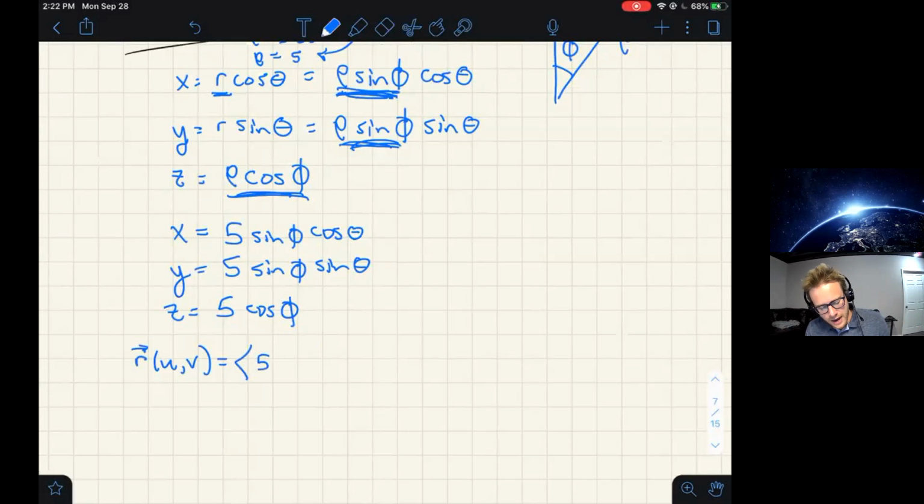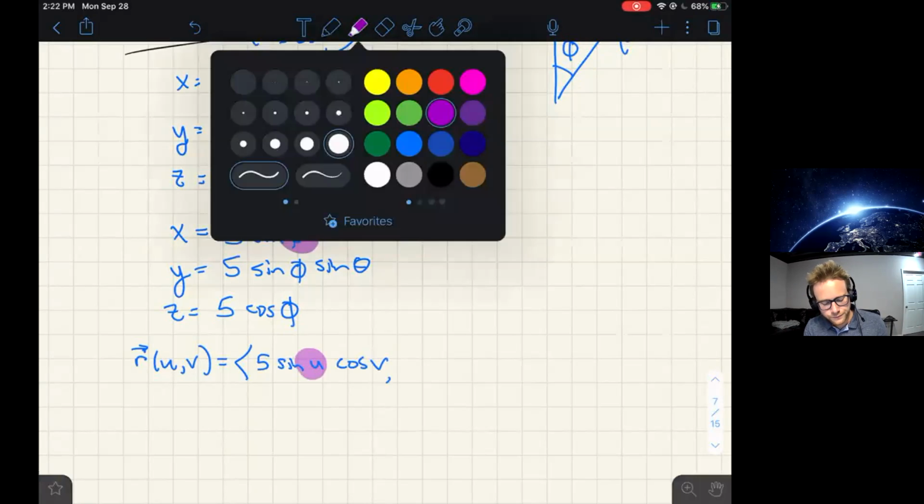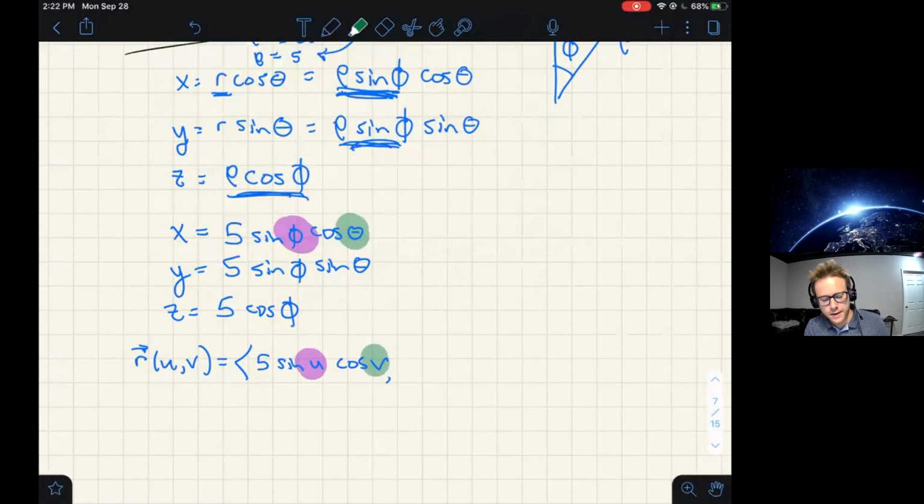So I'm going to write 5 sine u cosine v. You can see that basically, instead of phi, I'm using u, and instead of theta, I'm using v. Next up, my y coordinate, we're going to be doing 5 sine u sine v. And then finally, for my z coordinate, we're going to be doing 5 cosine u. So this right here would be a perfectly good parameterization.